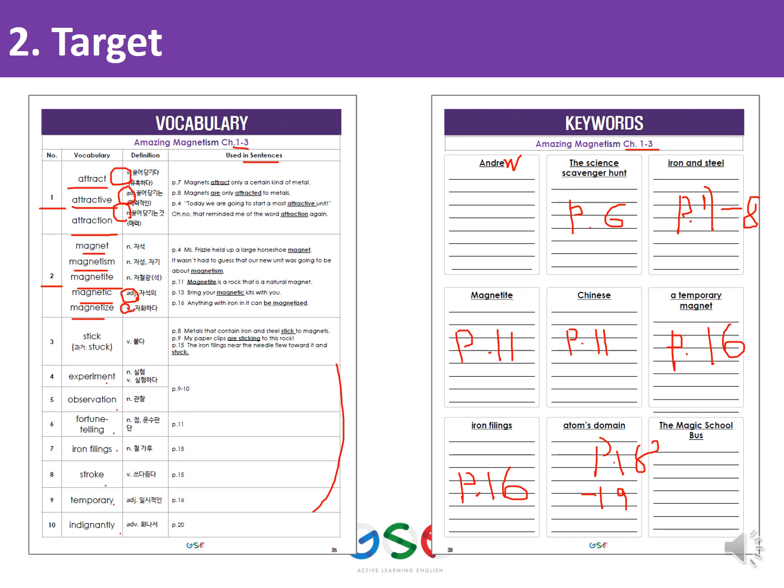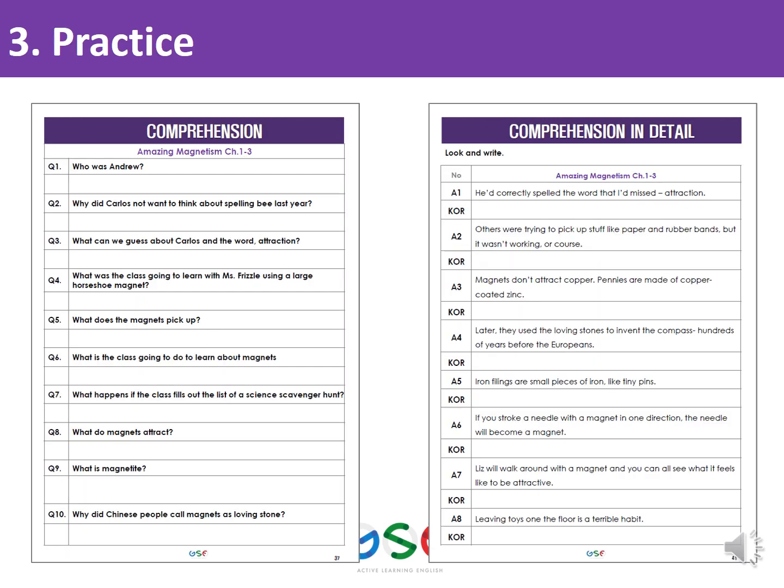And there's the magic school bus. Well, the keys in the magic school bus, they're going to go somewhere. Where are they going and why? Please write about that. Now, let's talk about comprehension. The first one is, who was Andrew? Well, I was telling you how Andrew is related to the main character, Carlos, right? And how did Carlos not want to think about spelling bee last year? It seems like something bad happened to Carlos, right? So try to write that down.